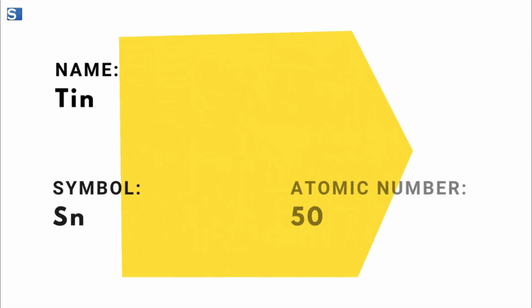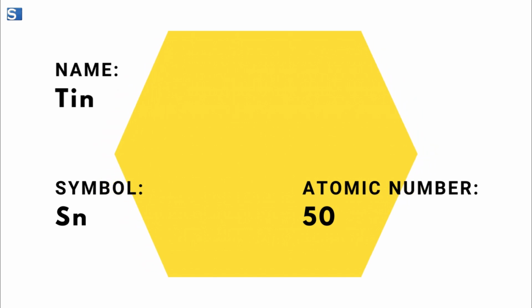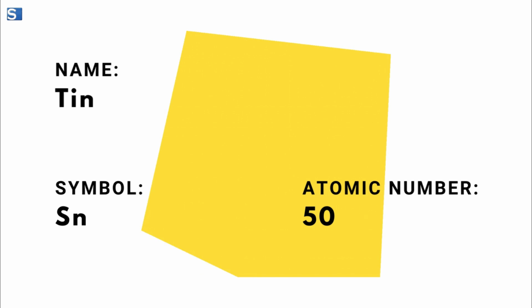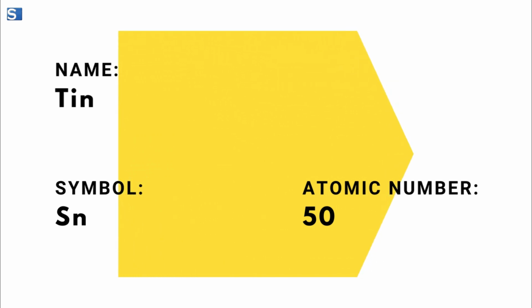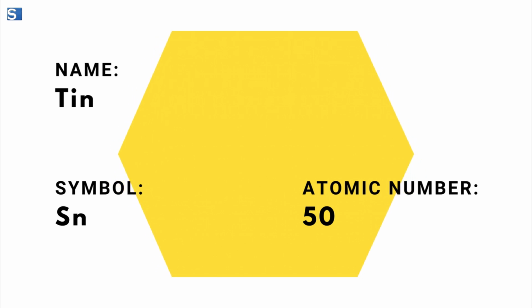Tin, symbol Sn and atomic number 50, is a soft, silvery-white material known for its malleability, resistance to corrosion, and a low melting point of 232 degrees Celsius.